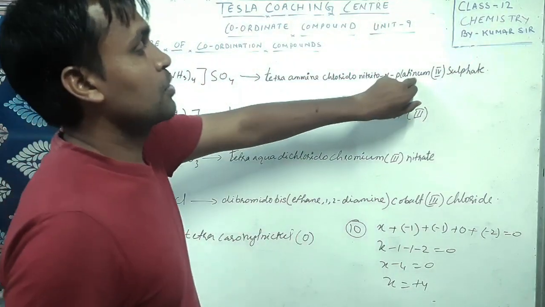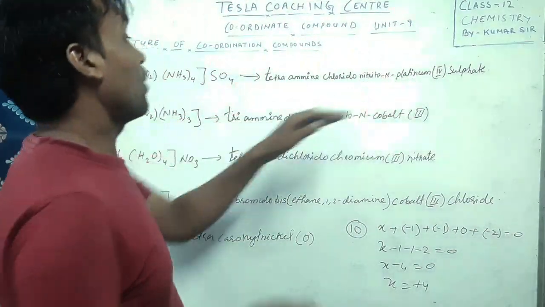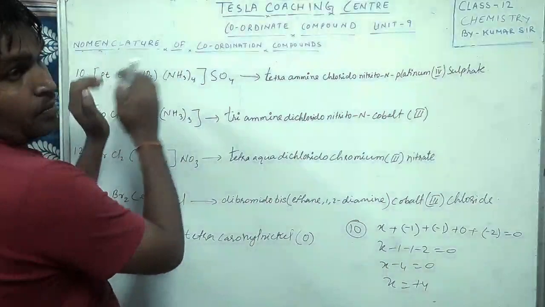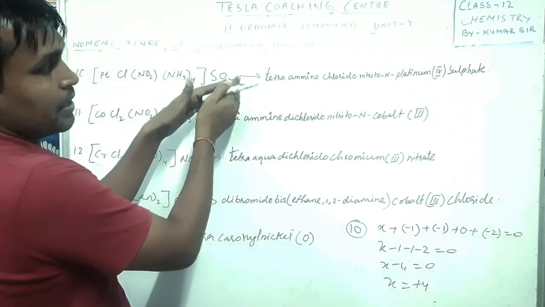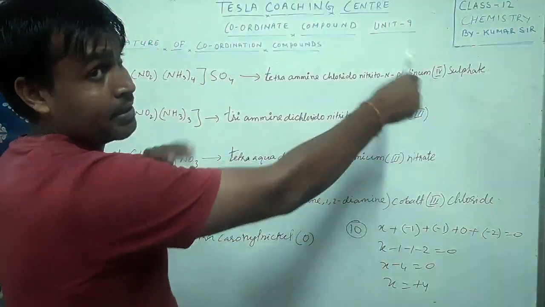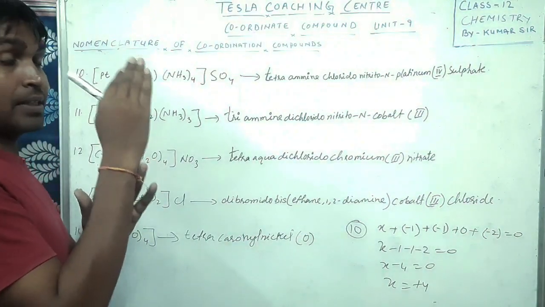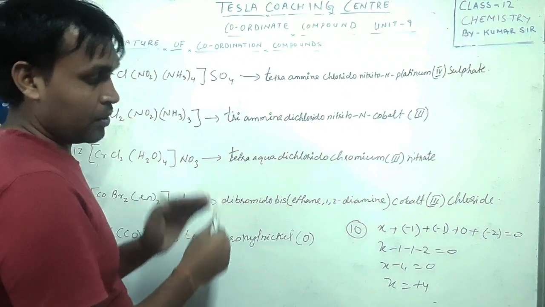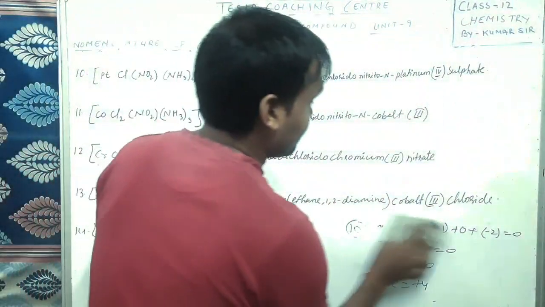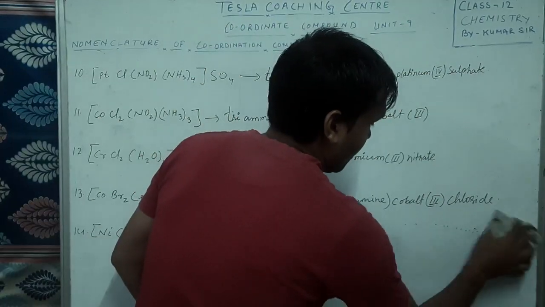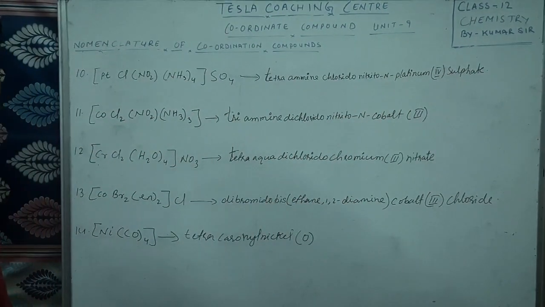See here, name is not changed. Platinum means platinum only. Why? Because they are the positive part. The coordination entity is positive. It is in the first. But if it is in the second, then the name will change into platinate. Okay. Which one we have done in the previous type of questions. Okay. Now let's move to question number 11.